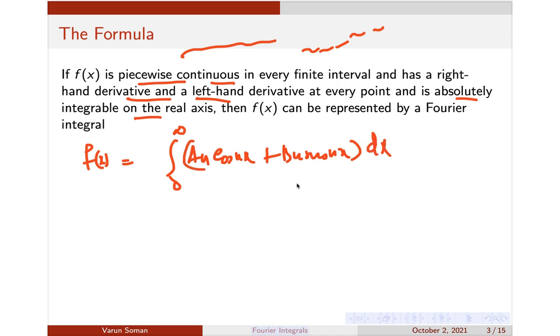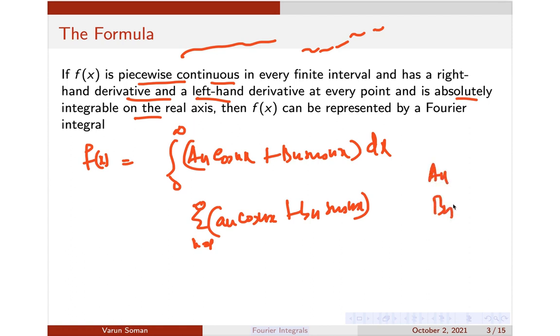If you look at this representation, you can see it is similar to our Fourier series representation. In our Fourier series, it was sigma n equals 1 to infinity of an cos nx plus bn sin nx. Similarly, this Fourier integral is an extension of the Fourier series. That is why instead of summation, you will have an integral here, integral 0 to infinity of an cos nx plus bn sin nx dx, and then you have to find the formula for an and bn. Okay, so this is the representation roughly. I will give you the correct representation, but roughly this is it.